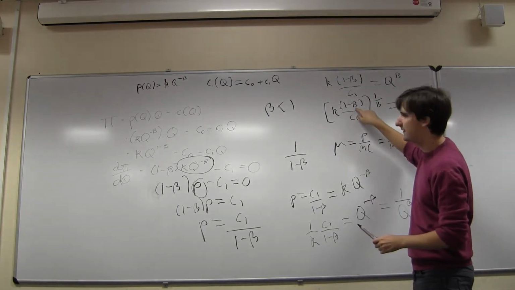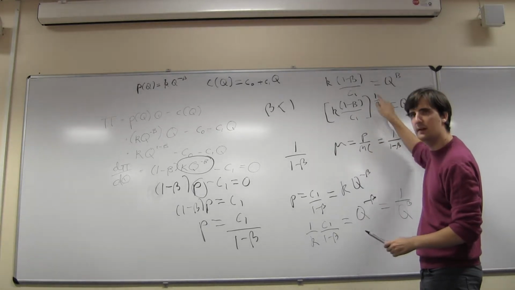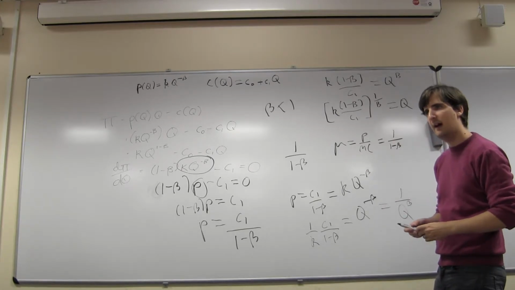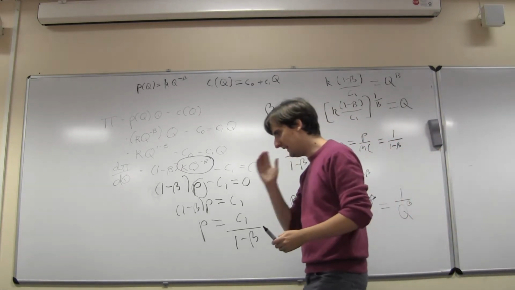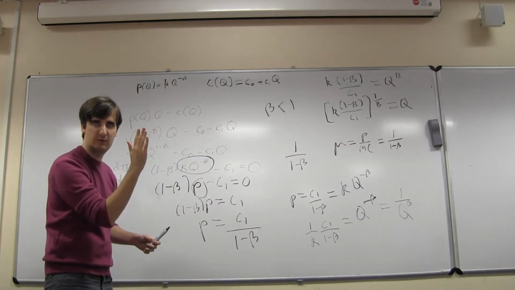No, so this is decreasing. 1 minus beta is decreasing in beta. This is decreasing in beta. So all of this is going to be decreasing in beta. Okay, so as demand gets more inelastic, so as beta gets close to 1, the quantity gets smaller and smaller.